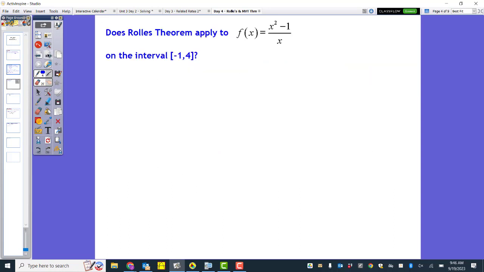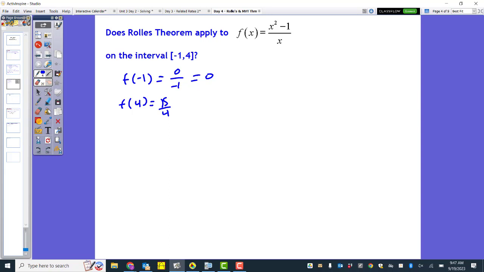Now, this one's a little bit different. Does Rolle's theorem apply on the interval -1 to 4? So let's start by plugging them in and seeing if they're equal. f of -1 is going to be -1 squared minus 1, which is 0, over -1, which would give us 0. f of 4 is going to be 4 squared, which is 16, minus 1, over 4, which is not 0. It's 15 over 4. So these are not equal, so Rolle's theorem will not apply.